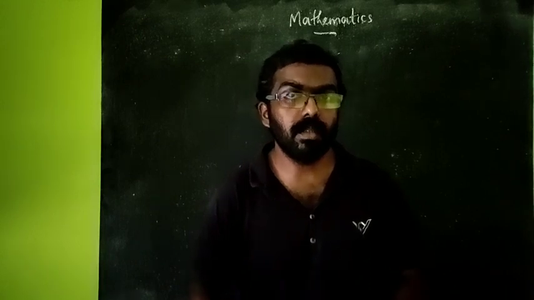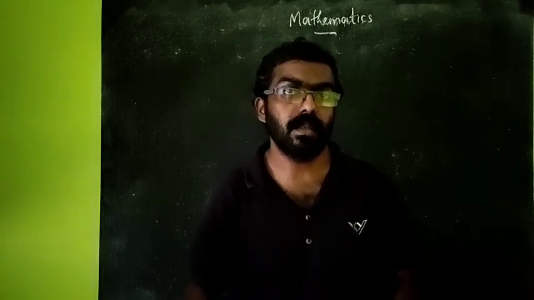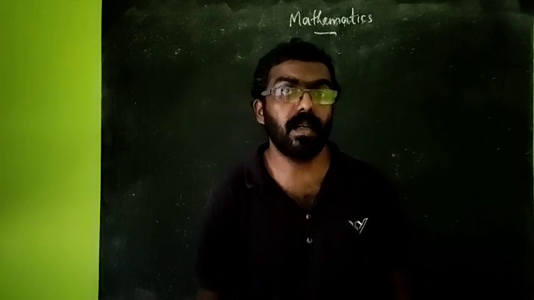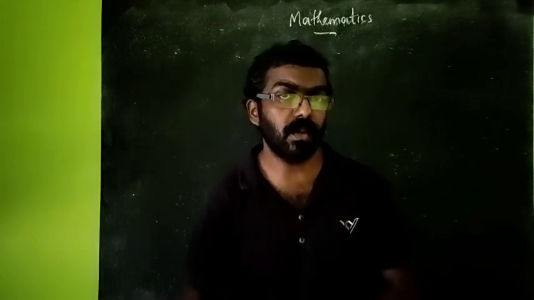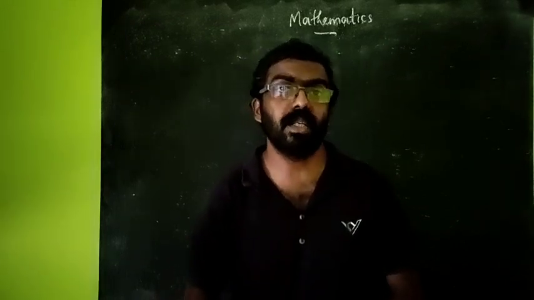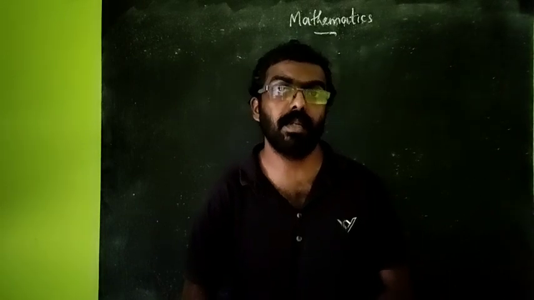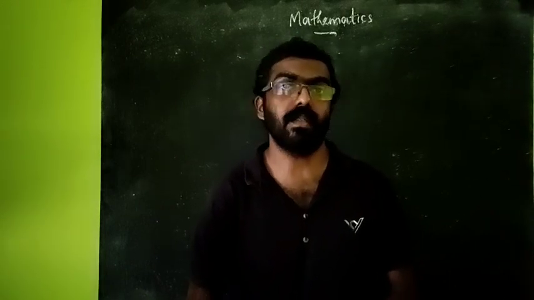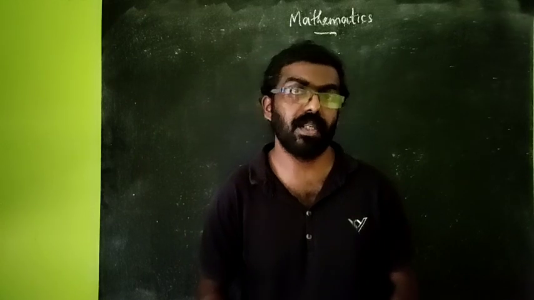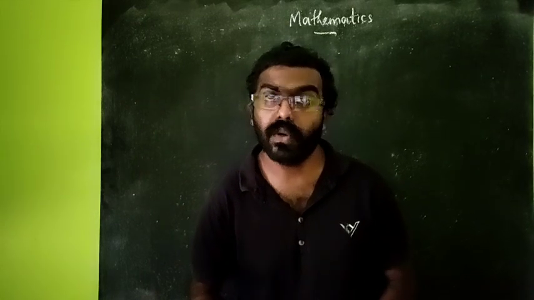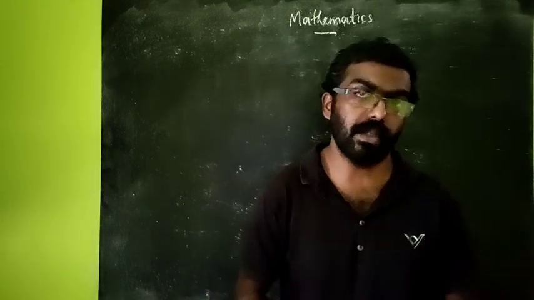And we know the term discriminant of a quadratic equation. What is called the discriminant of a quadratic equation? In a quadratic equation, b square minus 4ac is called the discriminant. And by using the value of the discriminant, we define the nature of the roots of a quadratic equation.